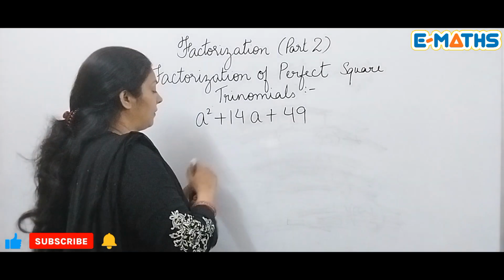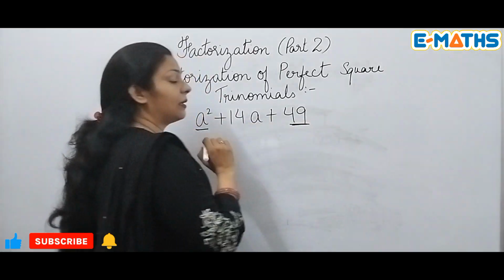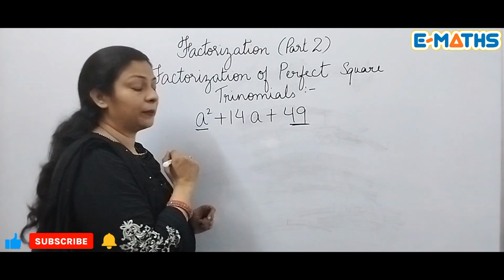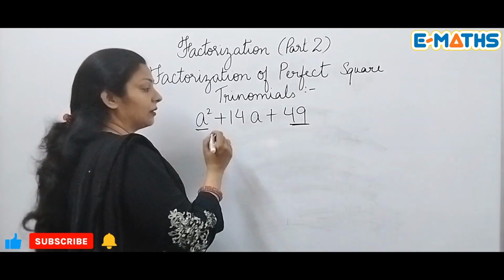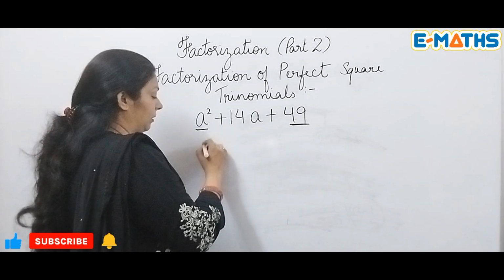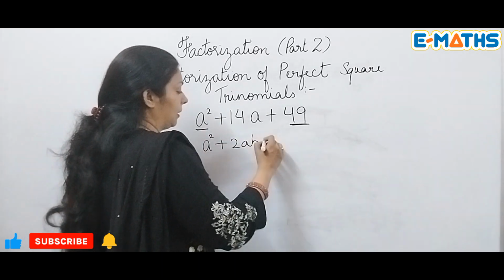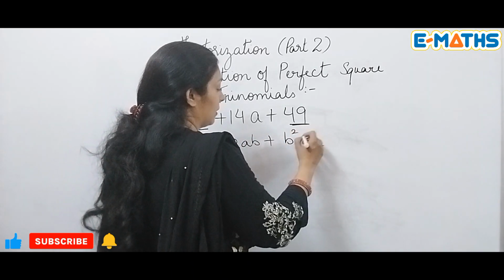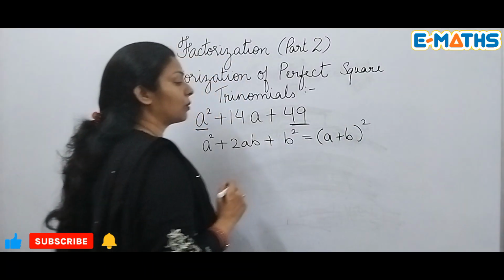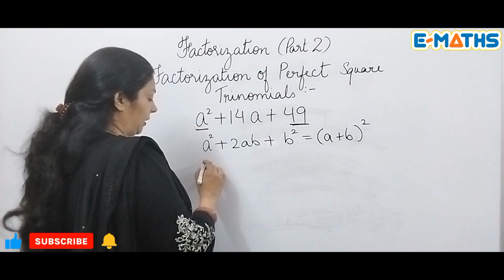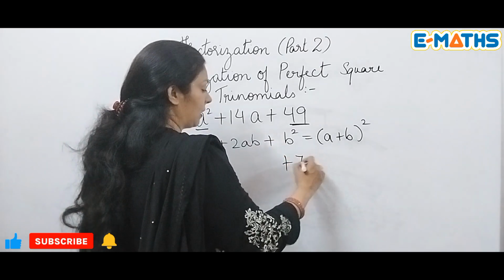So here if you see, we have a square term. At the end, this can be written as a whole square, that is 7 square. So if you remember the identity, a square plus 2ab plus b square equals a plus b whole square. So here a is already having a square. Here if you see, this can be written as 7 square.